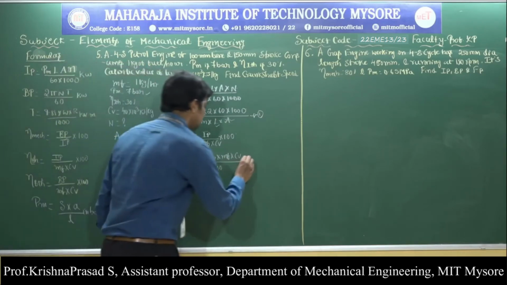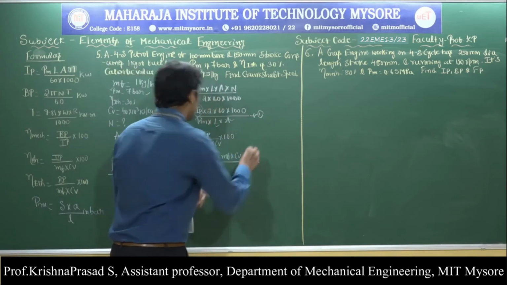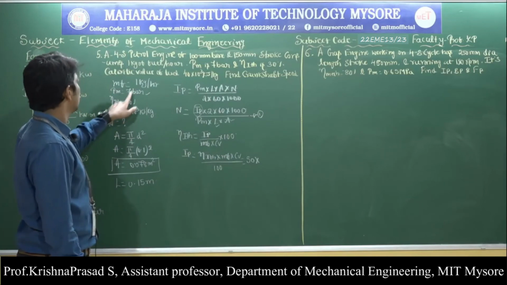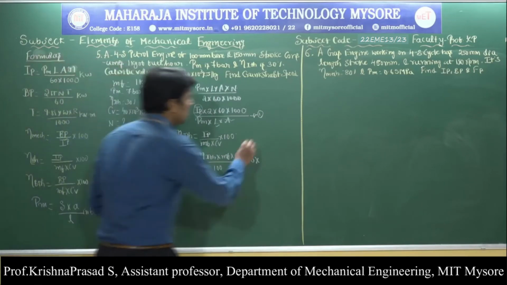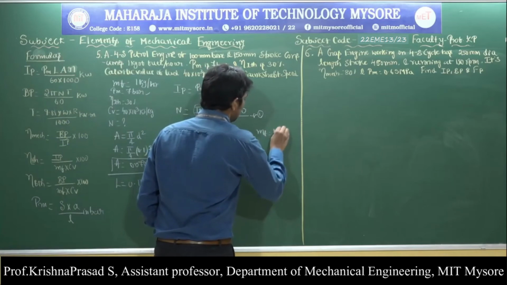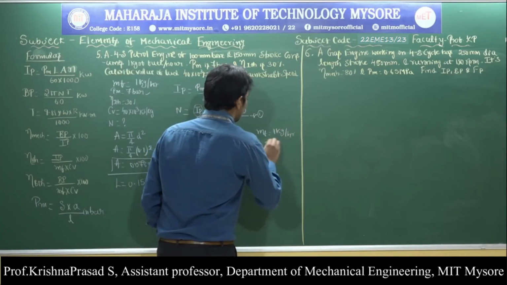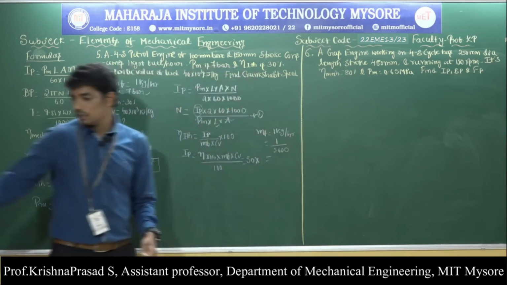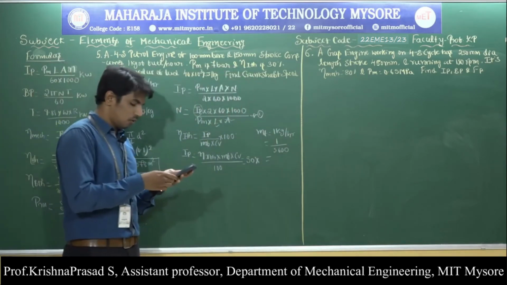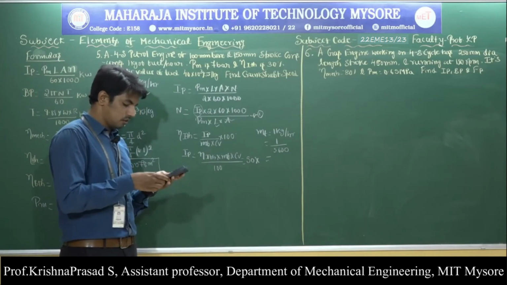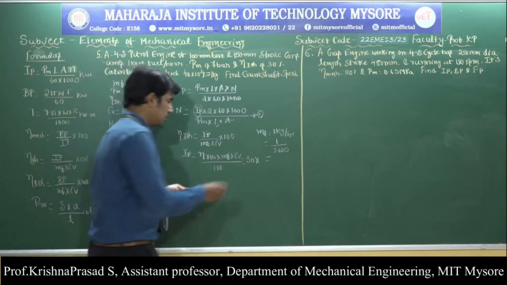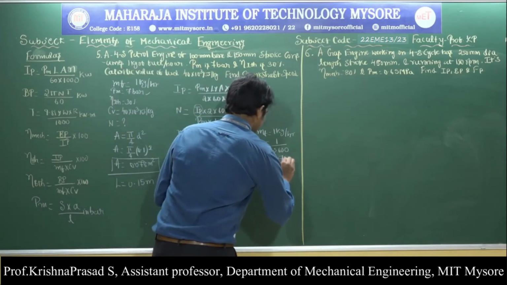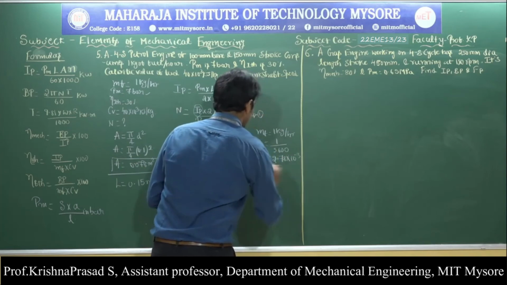It is 30%. Substitute. What is the value of MF? They have given MF in terms of 1 kg per hour. So MF is 1 kg per hour, that means convert it to seconds: 1 divided by 3600, that is 2.78 into 10 to the power of minus 3.